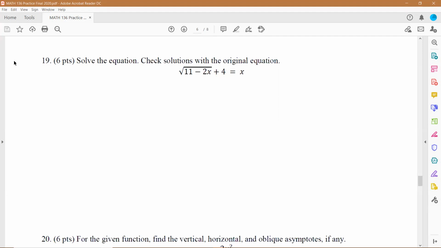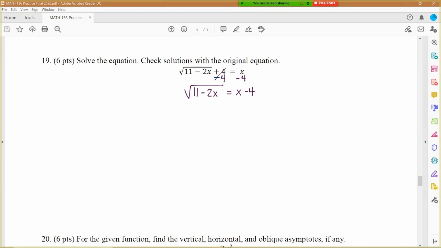Now remember, they've thrown back to check your solutions in the original. That means something funky might happen. You might end up with an extraneous answer. So to solve this one, you need to isolate the radicals, subtract 4 from both sides. That gives you the square root of 11 minus 2x equals x minus 4.